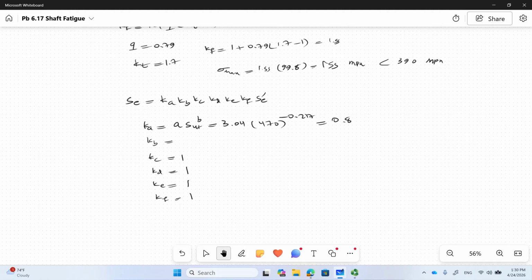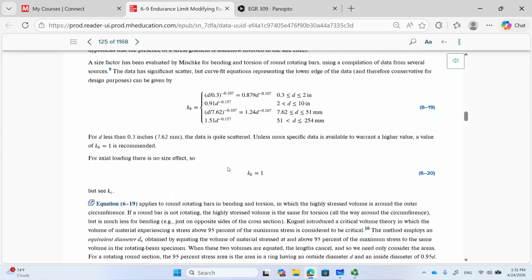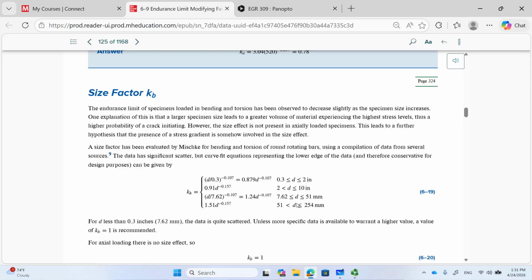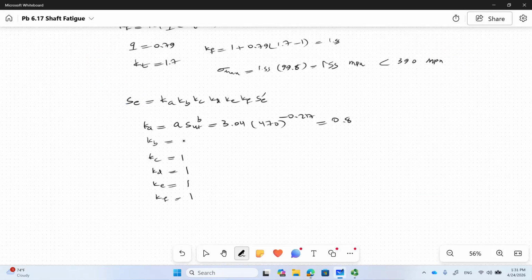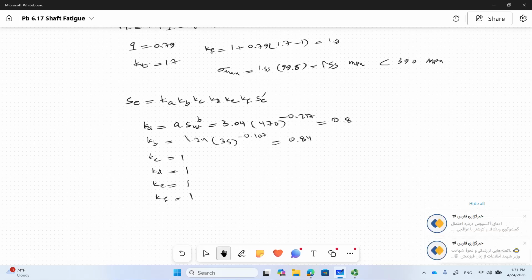Kb is the size factor depending on the diameter. So let's go here. Here's my equation. For diameter less than 50 millimeter, it's this equation, 1.24 d to this power. So 1.24 times my diameter, which is 35, to the power negative 0.107. If you calculate this, it's going to come out 0.847, 0.848, something like that.